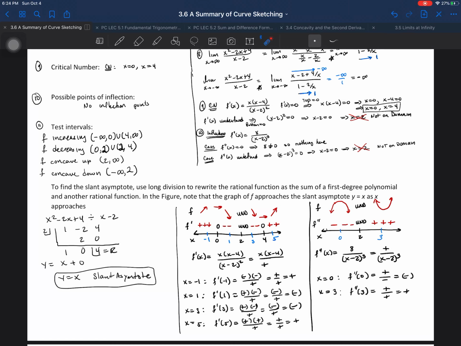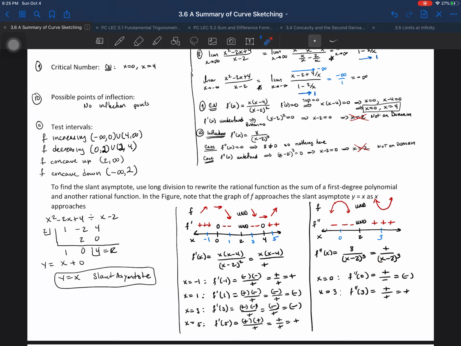So from here, we're going to test, we're going to realize that 8 is always going to be positive. We already know that, so we can make that note for ourselves. So all we have to do is check the bottom right. When x equals 0, the second derivative will be positive over negative, right? 0 minus 2 is negative. So positive over negative is negative.